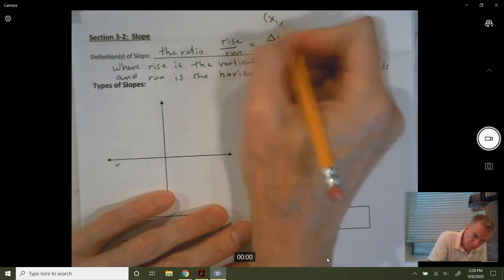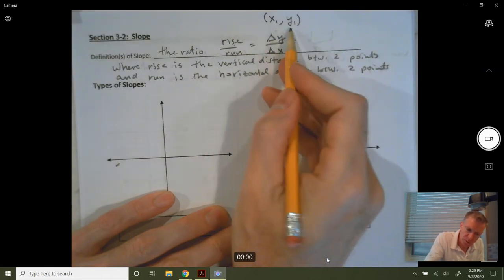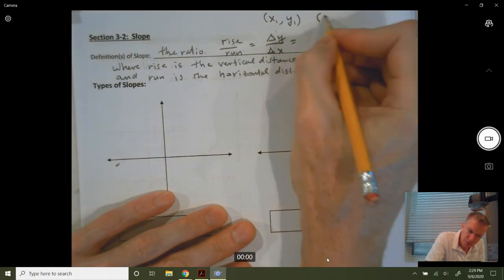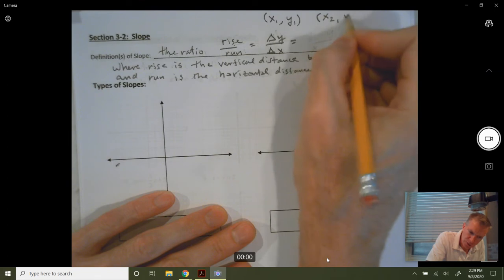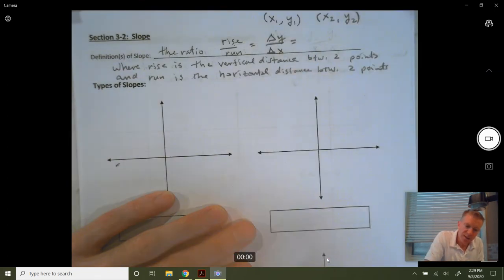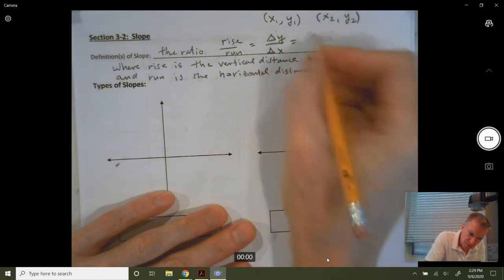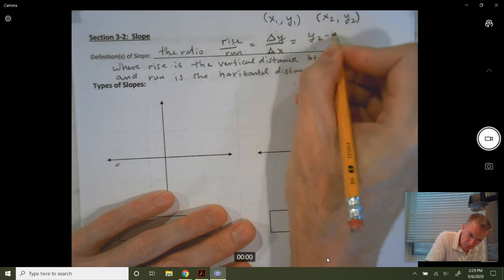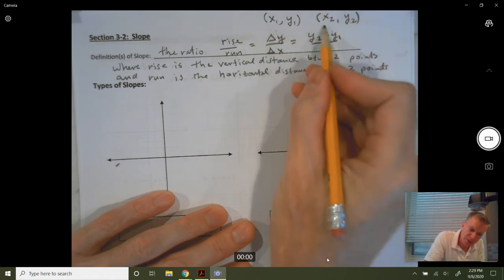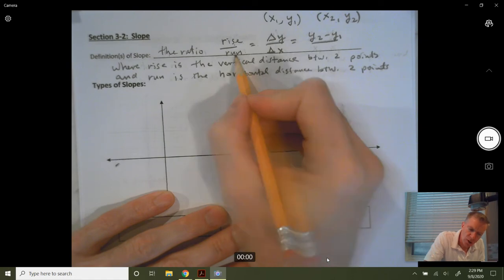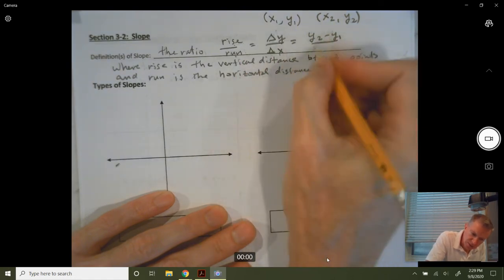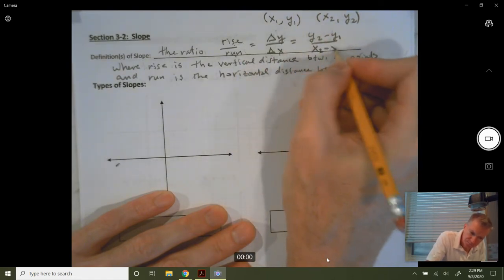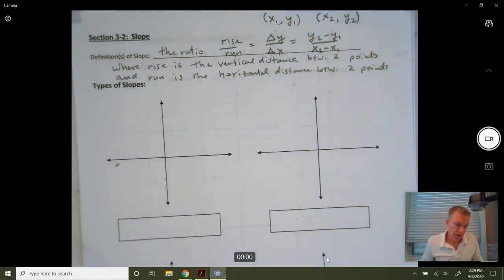So the way that you find that, if you have 2 points, let's say you have x1 comma y1, that little subscript is 1 because we're talking about the first point. Second point is x2 comma y2. So you're going to find the change in y's, y2 minus y1, and divide by the change in x, which is your run. How far was your change in x? x2 minus x1. Okay. And there are 4 types of slopes that we'll talk about.